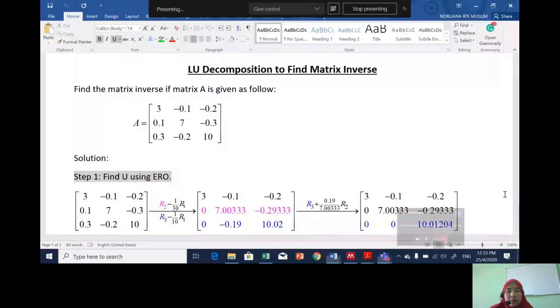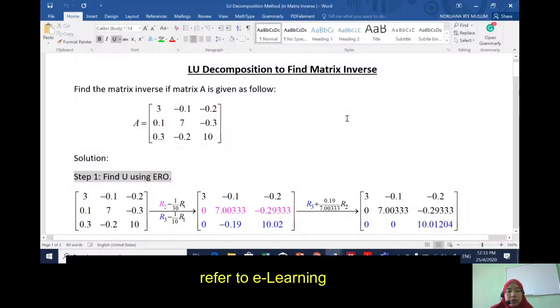Okay, so this is a new topic. After LU decomposition for solving simultaneous linear equations, I'm going to show another application of LU decomposition, which is to find the matrix inverse, or inverse of a matrix. I'm going to share the slides with you. These materials you can refer to in the e-learning.